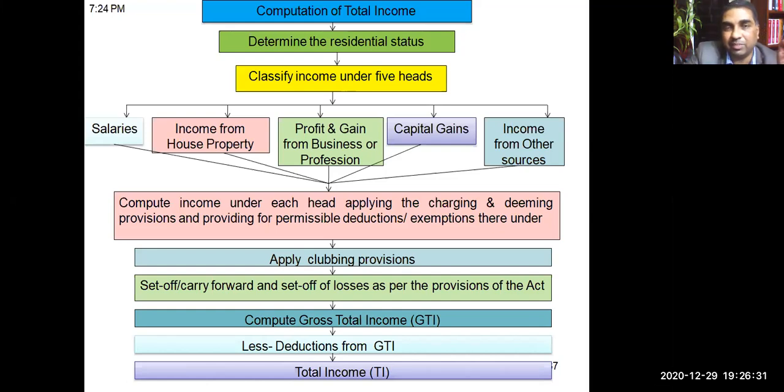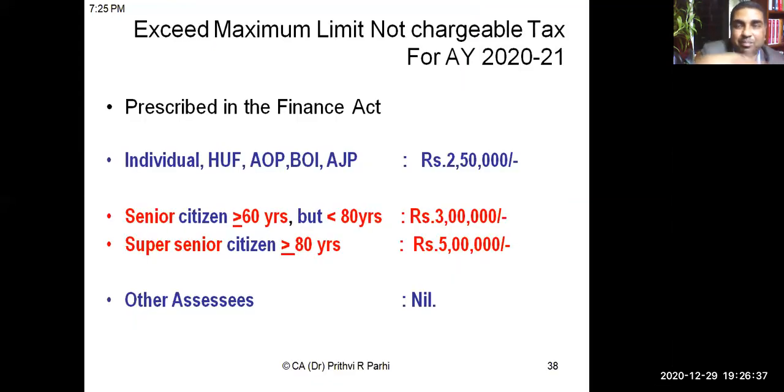Of the total income, if it exceeds the maximum amount which is not chargeable to income tax. First we'll learn that thing. What is the maximum amount which is not chargeable to tax? So we learn that thing.